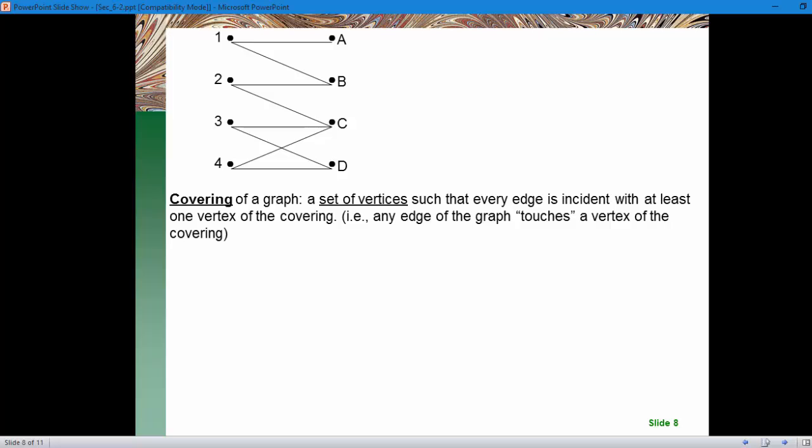Here is another definition that will be related to matching. We now define a covering of a graph. A covering is a set of vertices of the graph such that every edge is incident with at least one vertex of the covering. In other words, any edge of the graph needs to touch a vertex of this covering.